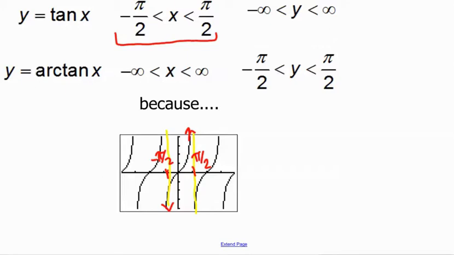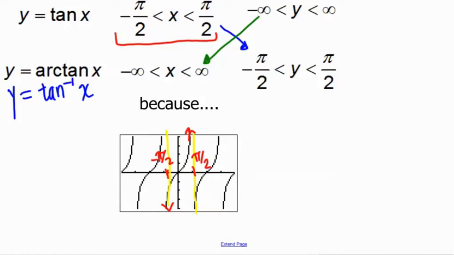Now when we do our inverse function for tangent, we can write y equals arctangent of x, or y equals inverse tangent of x. And again, when you have inverse functions, the domain of the original function becomes the range of the inverse, and the range becomes the domain.